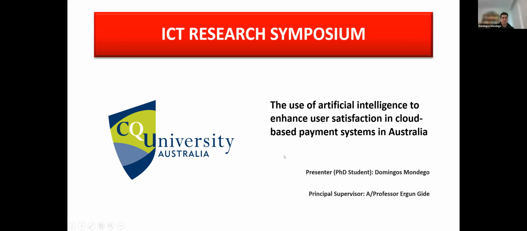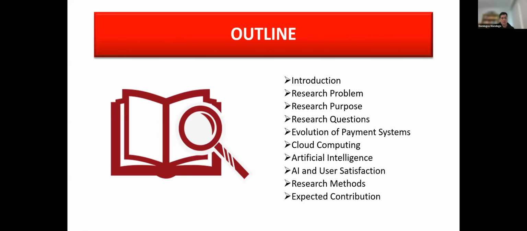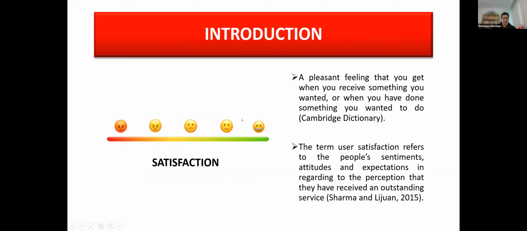So my research topic is the use of artificial intelligence to enhance user satisfaction in cloud-based payment systems in Australia. And this is the outline of my presentation today. What is satisfaction? By definition, satisfaction is a pleasant feeling that you get when you receive something you wanted, or when you have done something you wanted to do. So in business, the term user satisfaction refers to people's sentiments, attitudes, and expectations regarding the perception that they have received outstanding services.